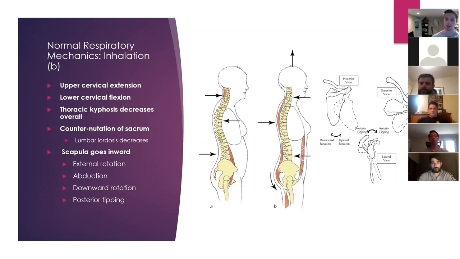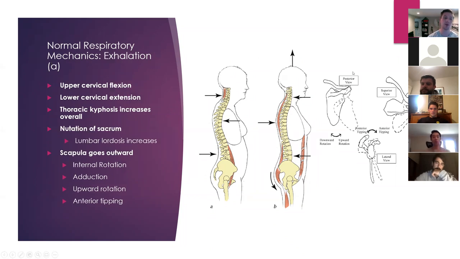There's going to be a counter-nutation of the sacrum, and the scapula is going to go into external rotation, abduction, downward rotation, posterior tipping. I don't really care if you guys know this right now. This is just a very broad overview that we're going to be talking about for the next 3 weeks. So just understand that this slide is just sort of a review.